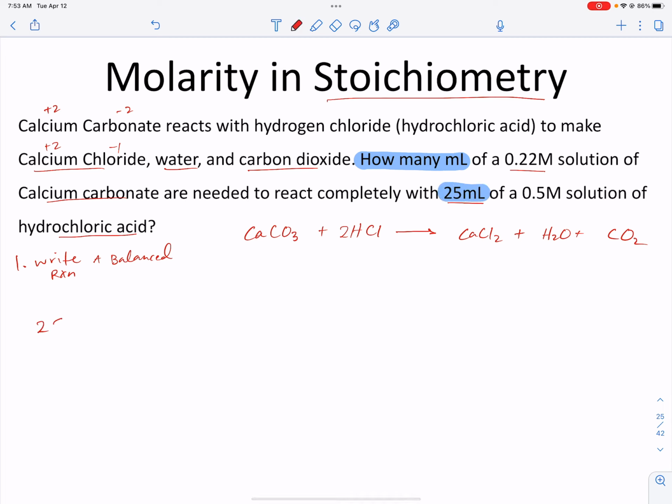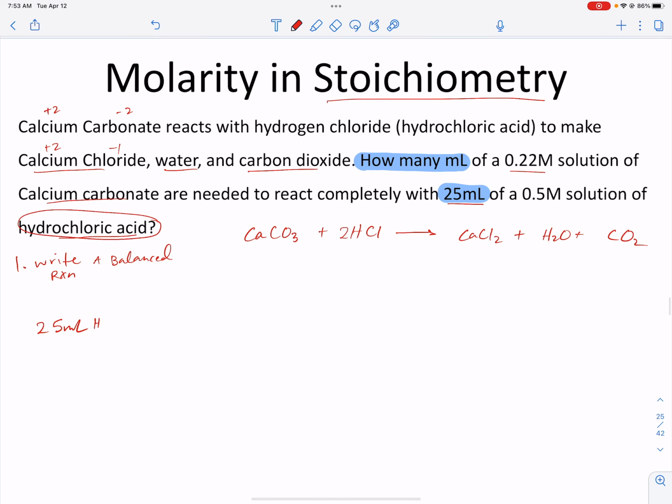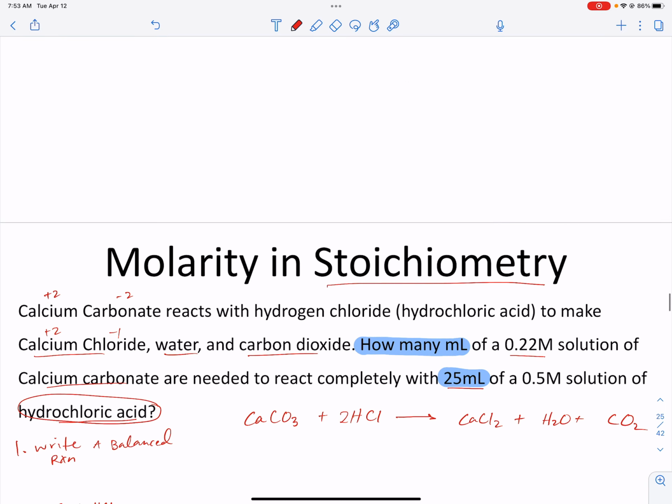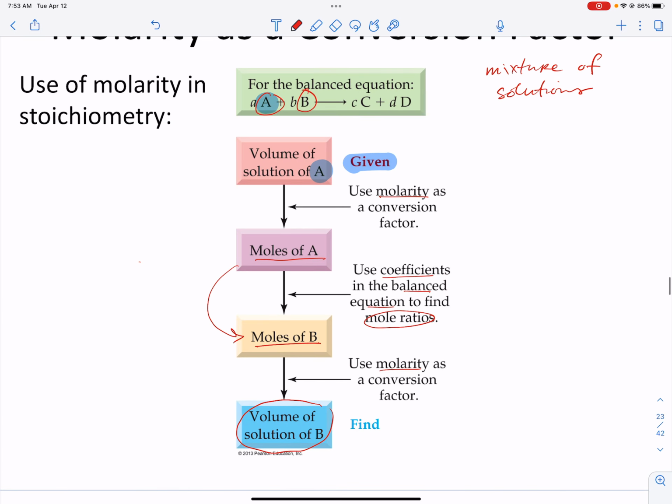So we're going to start with that, 25 milliliters of what? This is hydrochloric acid that we're talking about. Okay, so I'm going to write that in, HCl. I encourage you to write your substance in, label things with what substance you're talking about. And now, what is the first step we do? So we want to use the molarity to convert to moles, okay? Now remember, molarity is moles per liter, okay? The volume unit there is liter.